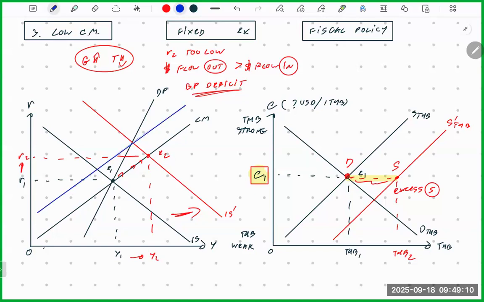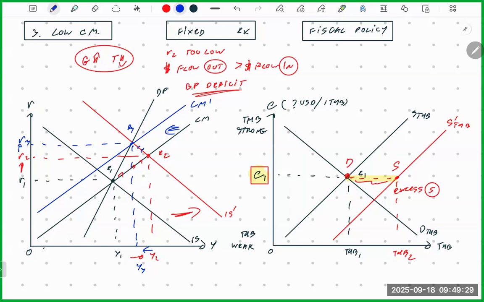Here, the LM curve shifts to the left. The equilibrium point changes again, E2 to E3. GDP goes backward a little bit, Y2 to Y3. The real interest rate goes up a little bit more, R2 to R3. Okay, and then it's done.